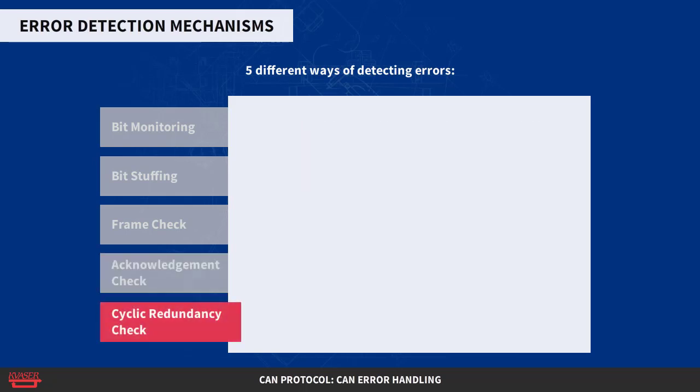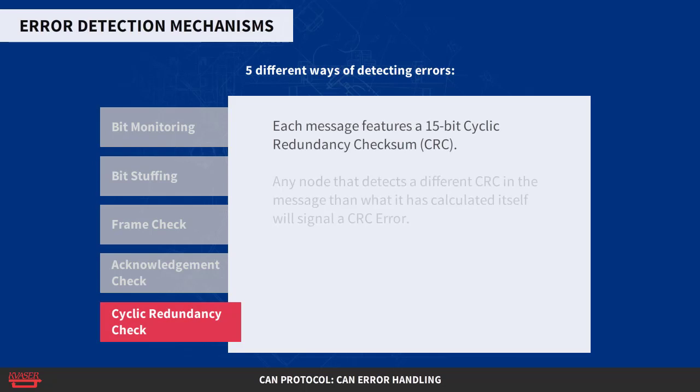Number 5, cyclic redundancy check. Each message features a 15-bit cyclic redundancy checksum, or CRC, and any node that detects a different CRC in the message than what it has calculated itself will signal a CRC error.